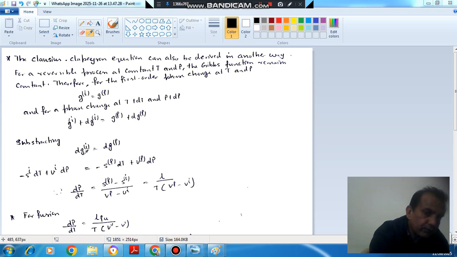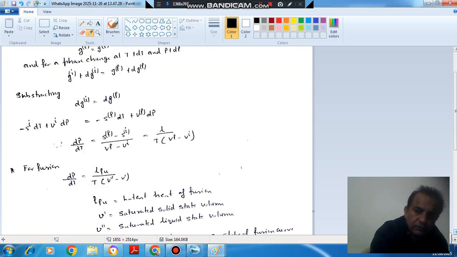So from the formula dg, if we take the initial condition, it will be minus si dT plus vi dP. And if we take the final condition, it will be minus sf dT plus vf dP. So now dP by dT will be equal to (sf minus si) by (vf minus vi). This is again the same form as we got previously. So this will be L by T(vf minus vi). So this is your Clausius-Clapeyron equation.